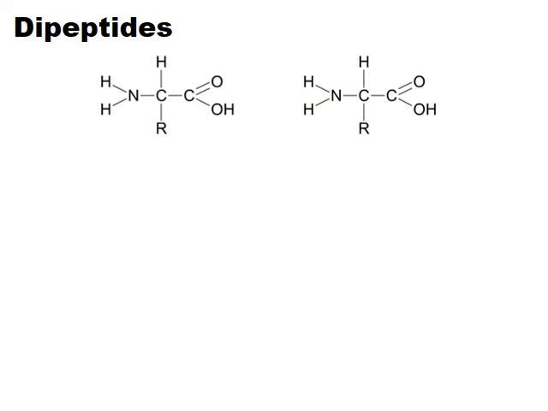The next thing we have to be able to draw is a dipeptide. And this is quite simply 2 amino acids linked together through what we call a peptide bond. So we can see on the left hand side we've got a generalized amino acid. So we've got our NH2 group on the left, COOH group on the right hand side, a central carbon atom and a hydrogen atom at the top, and it's exactly the same for the amino acid on the right hand side.